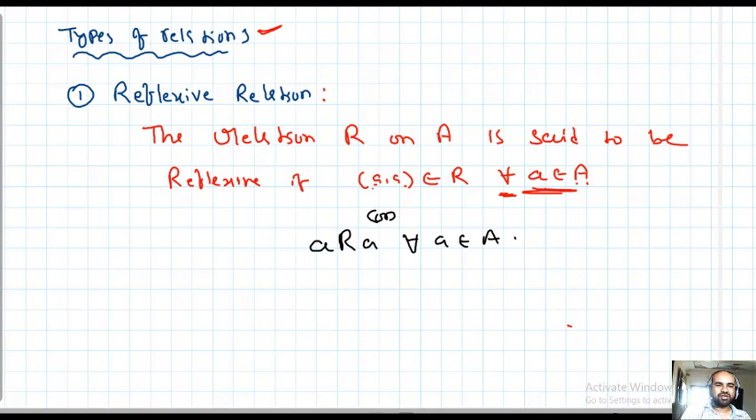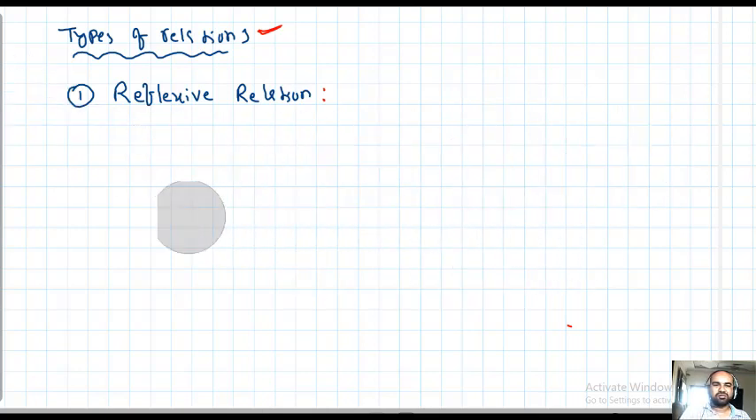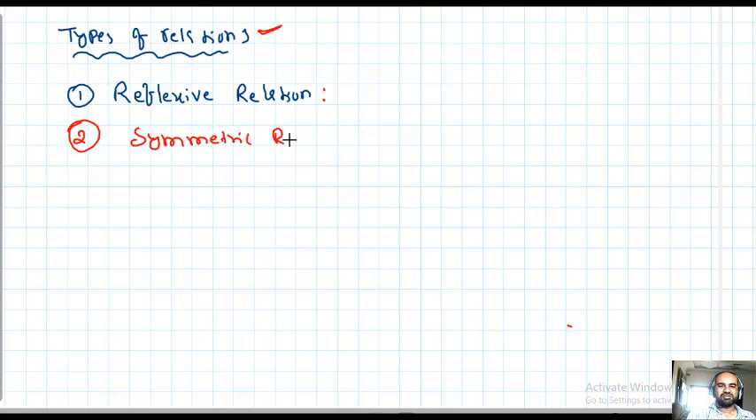Okay, reflexive relation completed. Next, the second one is symmetric relation. What is reflexive actually? A related to A should be satisfied for every a belongs to A, or the ordered pair (a, a) should belong to capital R for every small a belonging to capital A.